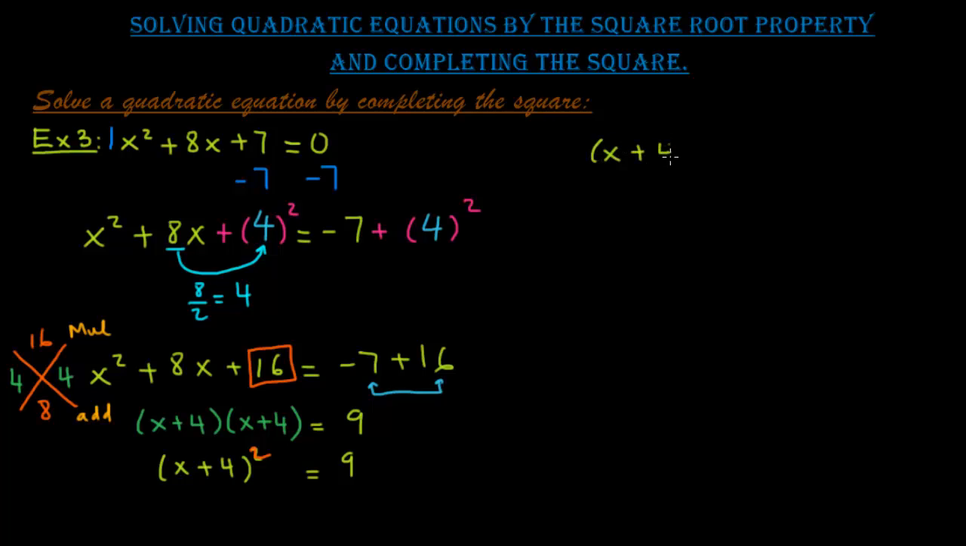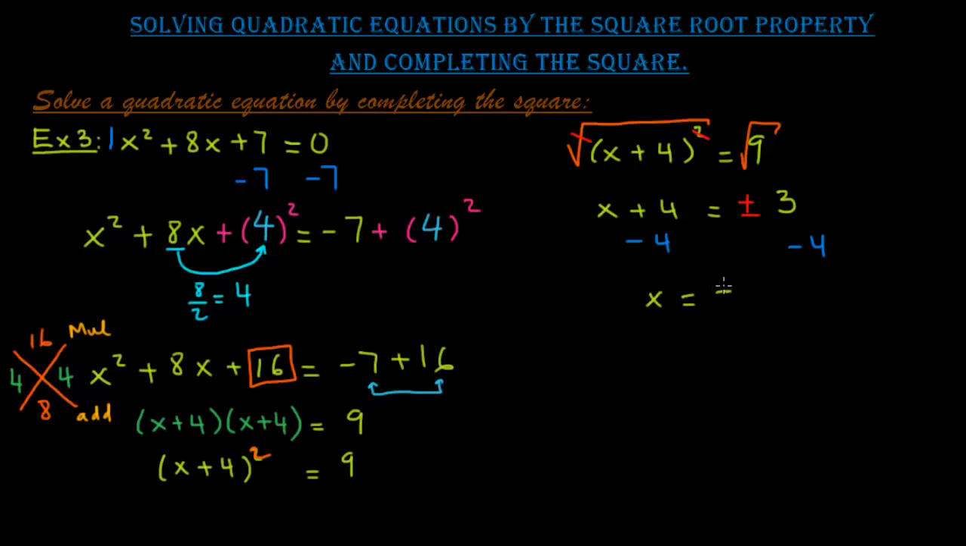So (x plus 4) squared equals 9. To solve this, we take the square root on both sides. Then we have x plus 4 equals, when we square root both sides, the square and square root cancel out, plus and minus the square root of 9, which gives me 3. Then we isolate the x, so subtract 4 on both sides.